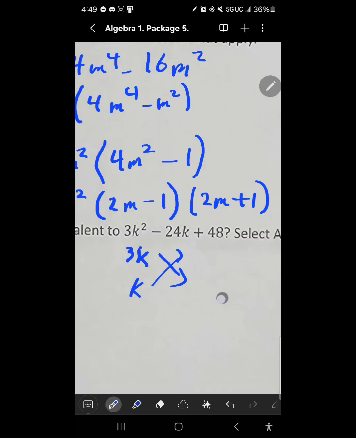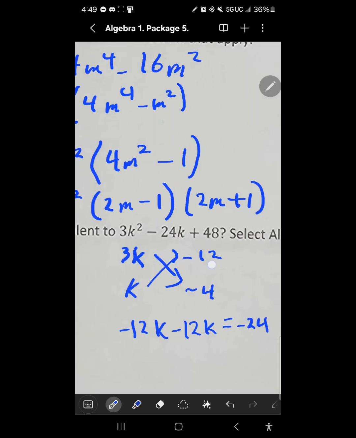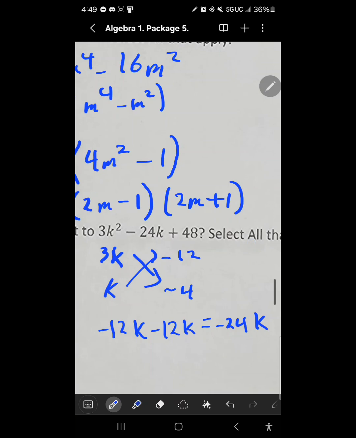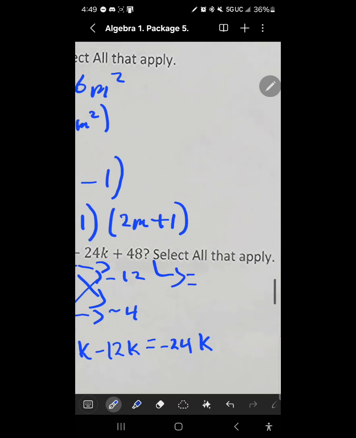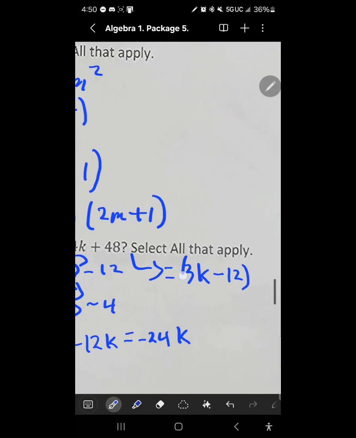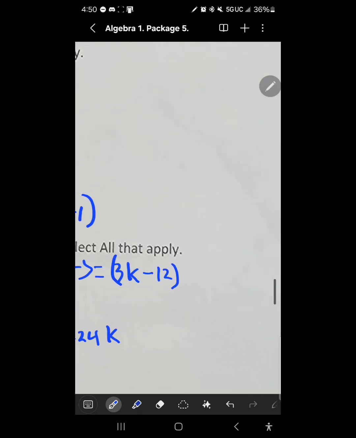So 12 and 4. Yes, 12 and 4, it does work. So 3 times 4 is 12. We have a negative, so negative 12k. Then again, negative 12k and negative 12, which is minus 24k. And then our answer is right. So our answer will be equal to 3k minus 12 times k minus 4.